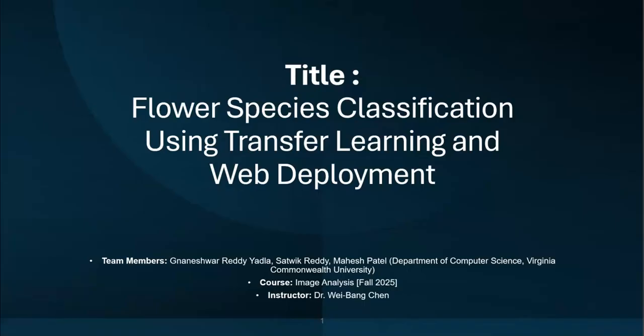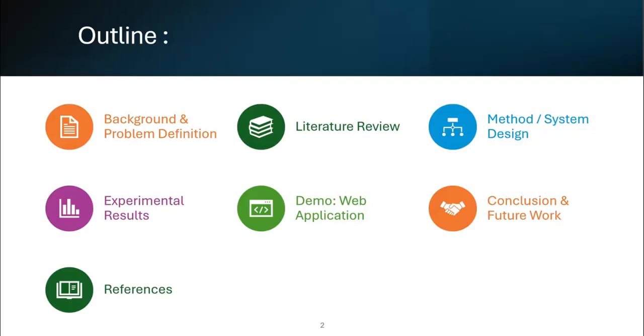Our project was titled flower species classification using transfer learning and web development. We used the Oxford 102 dataset for our app, and we wrapped it up in a web development app specifically for non-technical users. And our outline was here.